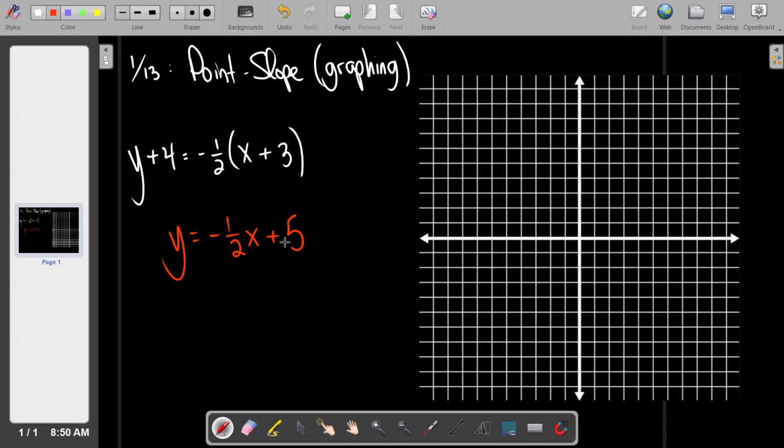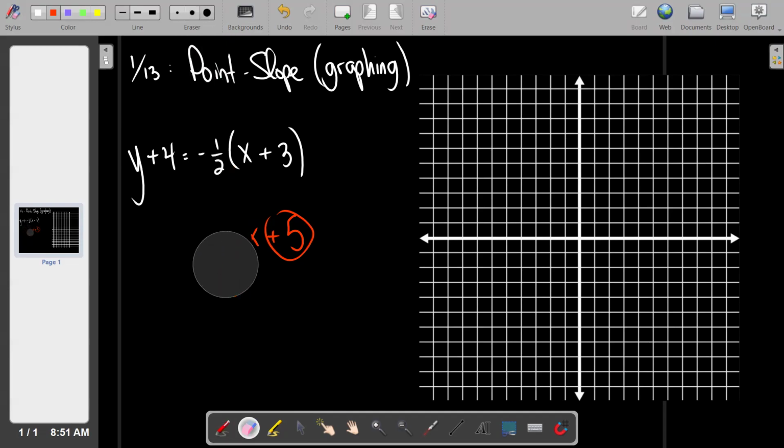Because y is by itself, which means if someone said, hey, graph the red line, I would just simply have to start by going up 5, put a dot, and then from that dot, utilize the slope, down 1, right 2, make some dots, make a line. Like that's graphing at its simplest, right? Slope intercept. So that's where we've been.